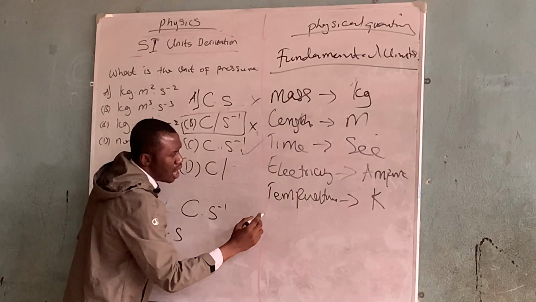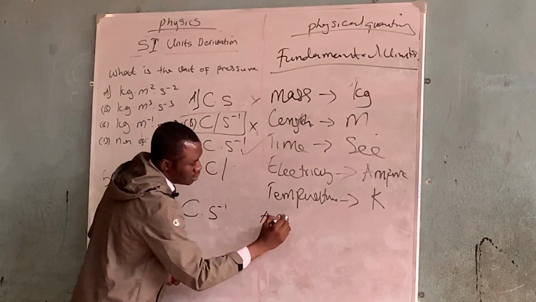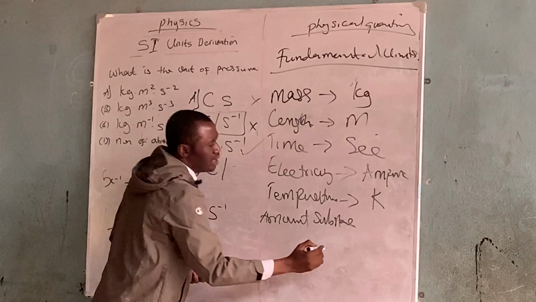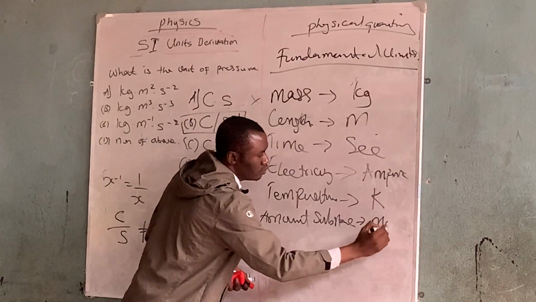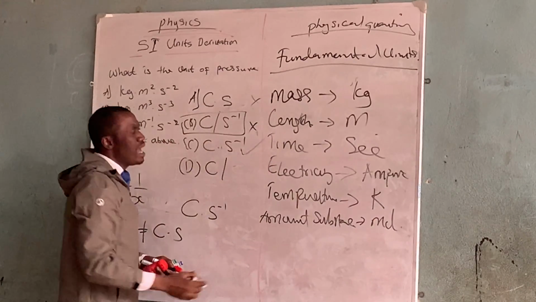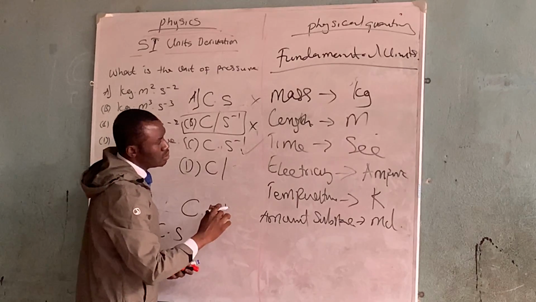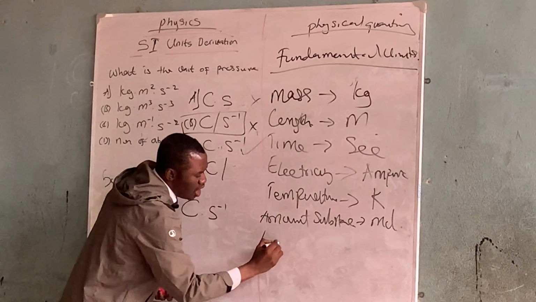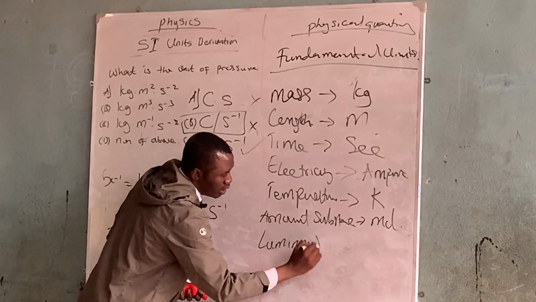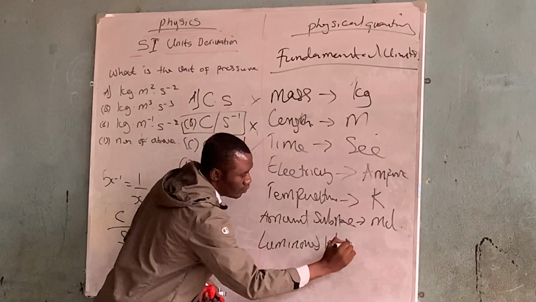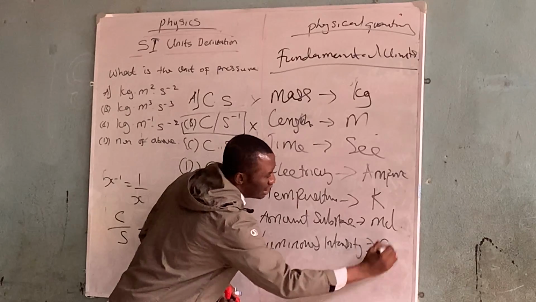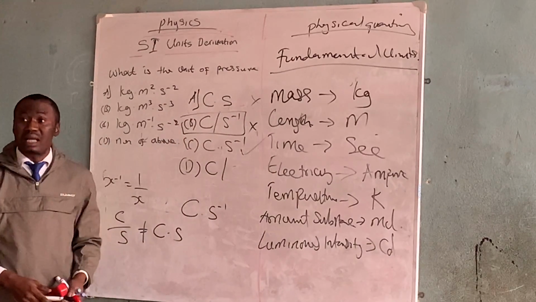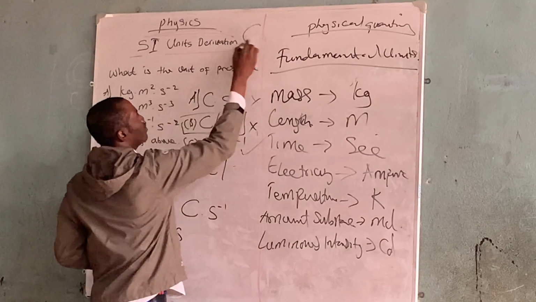Another one is amount of substance. Amount of what? Substance. And it is called mole. The next one is luminous intensity, which is measured in candela. Yes, candela. Then magnetic flux.